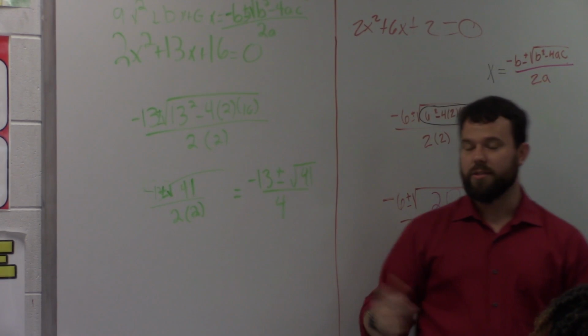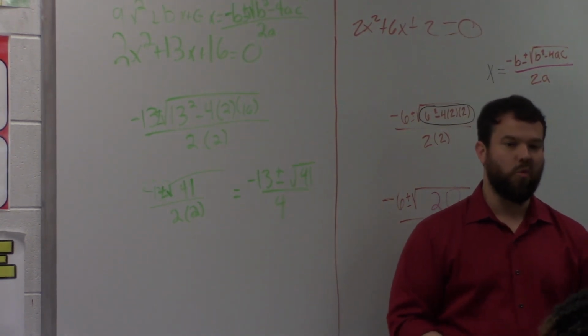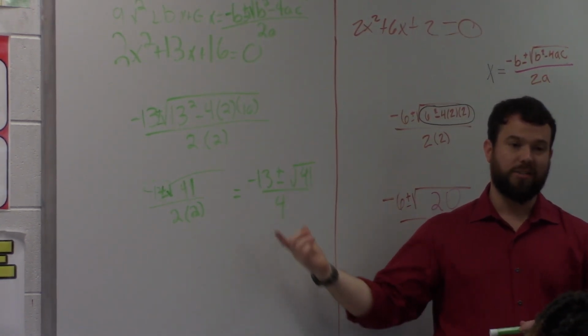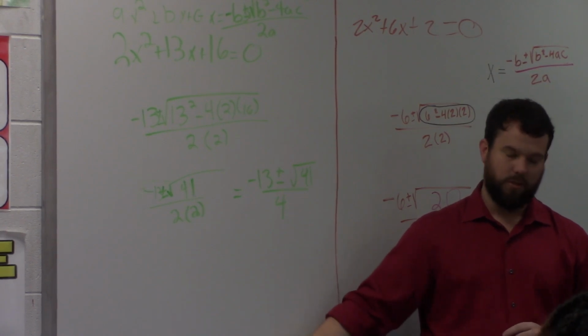And what I would point out is, there are no factors of 41 that you can take the square root of, so you don't actually have to do anything else. You can leave it like that.